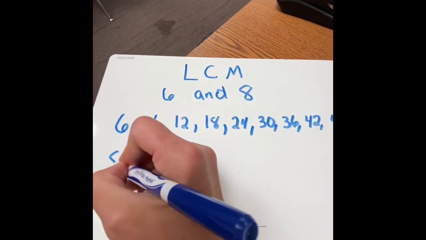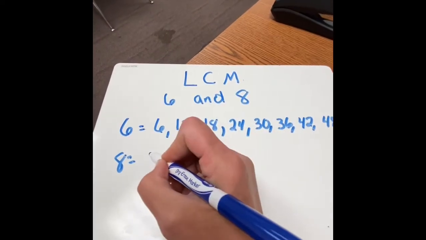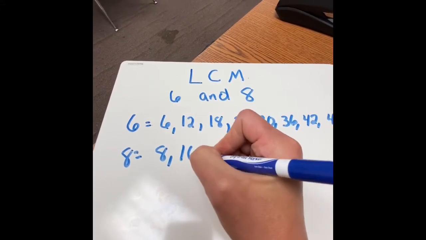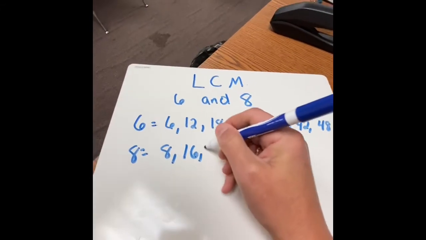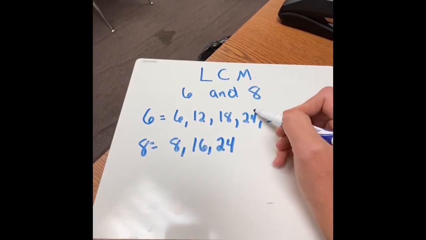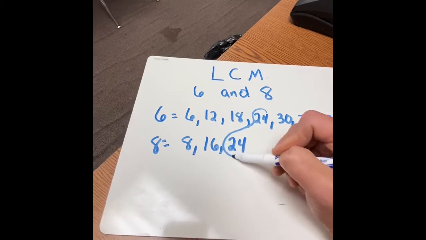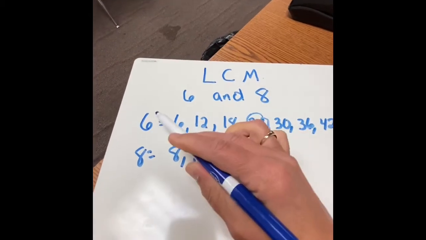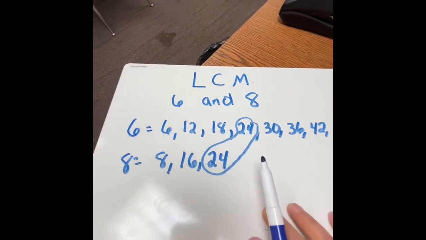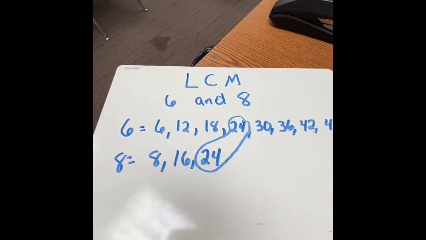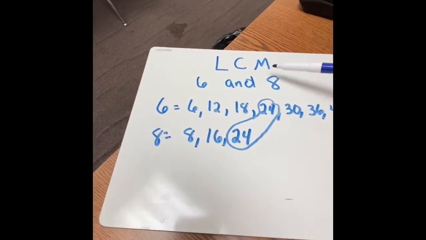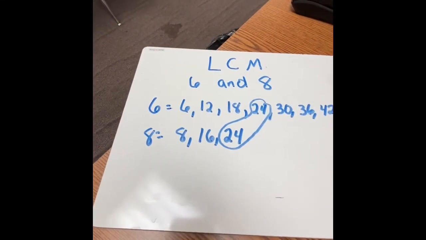So let's do our 8s now. 8 times 1 is 8. 8 times 2 is 16. 8 times 3 is 24. Well, look, what do we have up here? We have a 24 that's a multiple of 6, and now we have 24 as a multiple of 8. So then do we have to continue all the way out to 48? We already have our answer. The least common multiple of 6 and 8 would be 24.